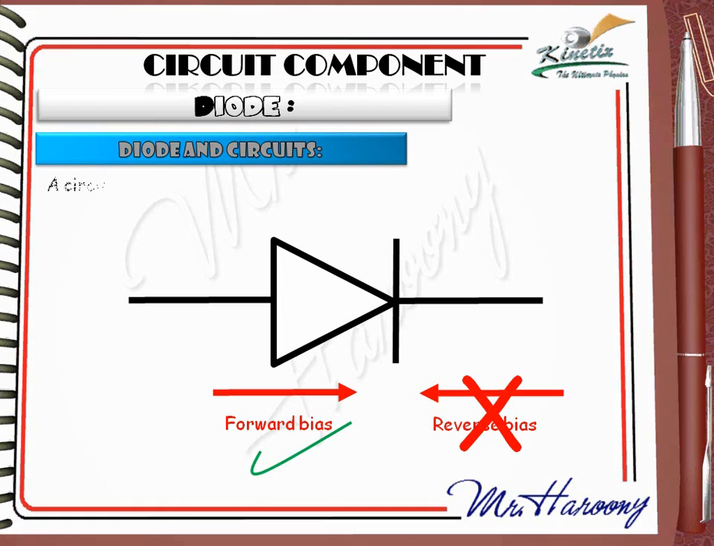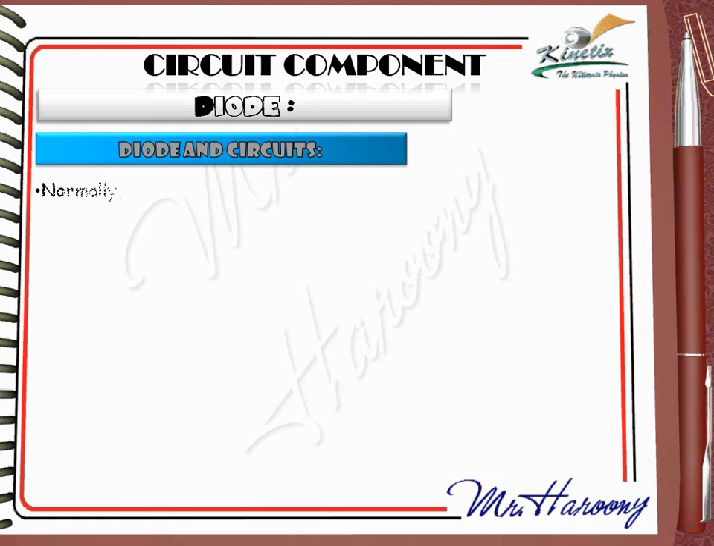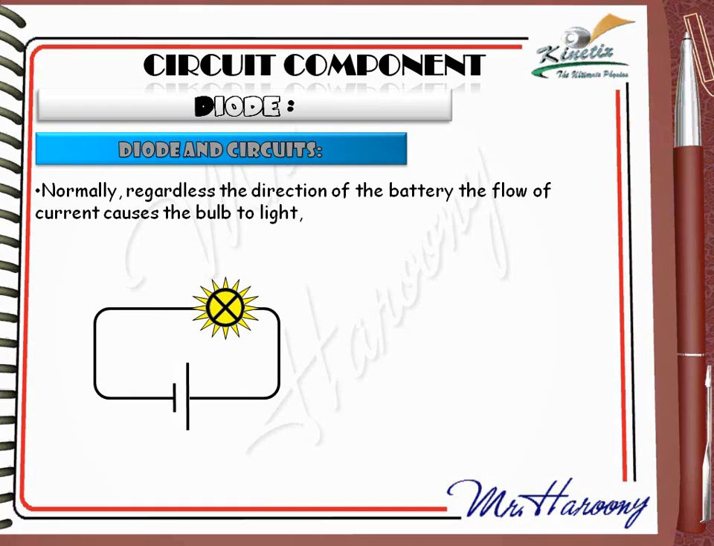In the forward bias, the current is allowed to flow, but in the reverse bias, current will be blocked. That is why we can say that the diode is a circuit component that allows the passage of current in one direction, but not the opposite. Let's have more explanation. Normally, regardless of the direction of the battery, the flow of current causes the bulb to light. In the circuit shown, a battery is connected to a bulb, and the bulb lights as the current flows.